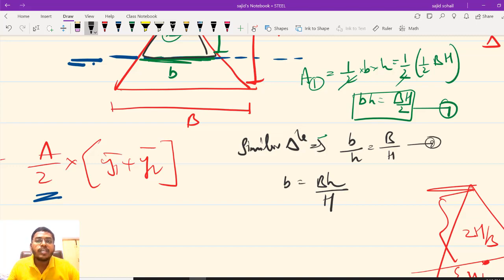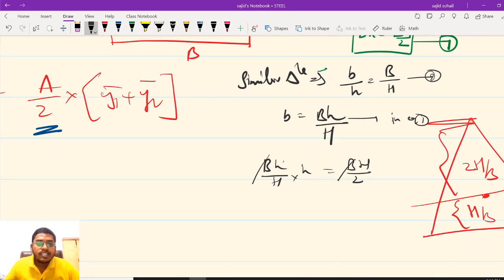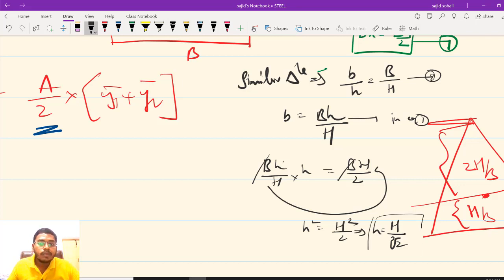So if I am substituting it in equation 1, substitute करना क्या आ जाएगा आपको? So I will be getting b h into capital H into small h is equal to b capital H into 2, right? So b will cancel हो जाएगा. So this h, if I am sending it here, I will be getting h square is equal to capital H square divided by 2, or I can write h is equal to capital H divided by root 2. Capital H divided by what? Root 2. So this is a very important term which you should be knowing.